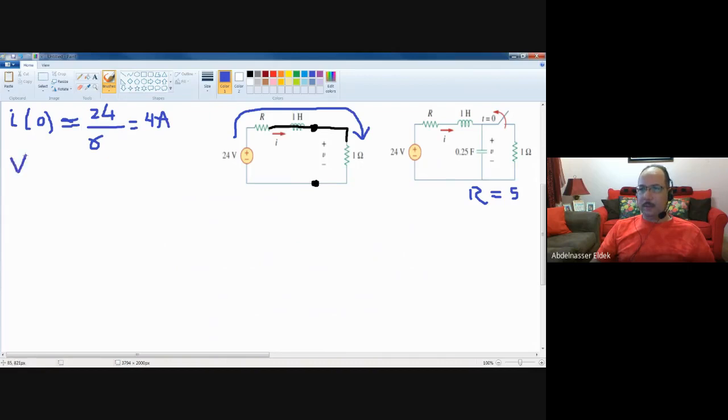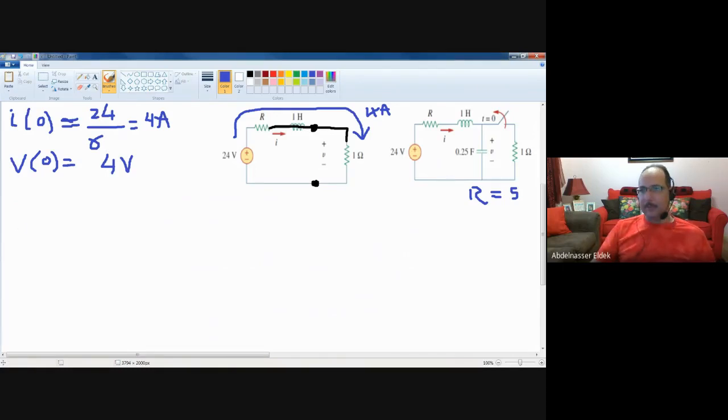And the initial voltage is the voltage across the 1 ohm. So it is the current times resistance. Current is 4, so 4 times 1 will be 4 volt. So it is this current here, 4 ampere. The current is 4 ampere, 4 times 1 is 4 volt. So this is the initial current and initial voltage.